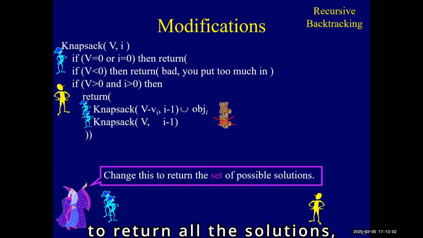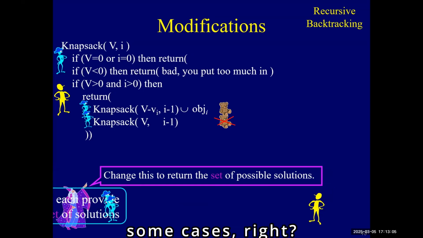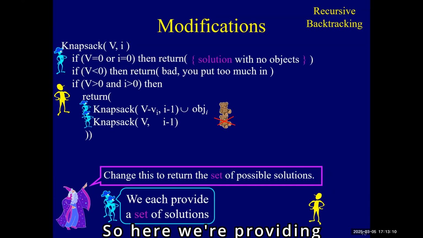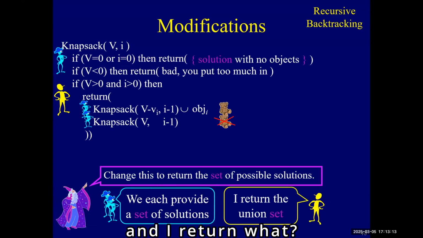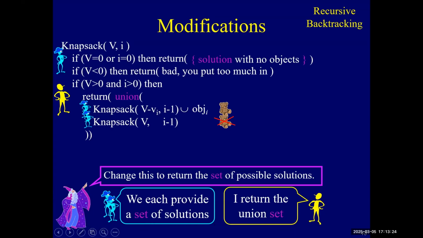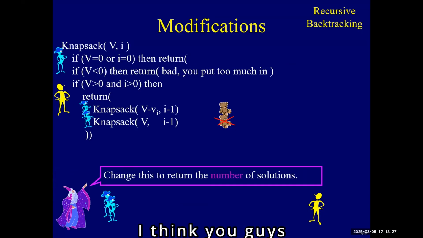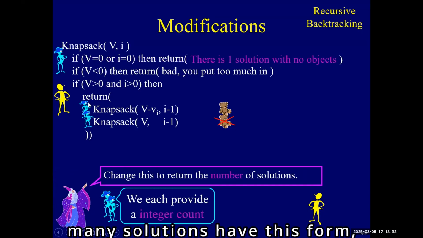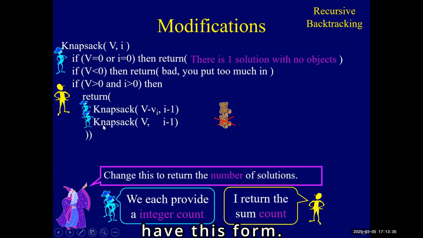So maybe I want to return all the solutions, right? And that was in some cases. So each provides a set of solutions. So here we're providing a set of solutions, and I return what? This is a set of solutions. This is a set of solutions. I union them together. I get a bigger set, right? I think you guys know all this. The number of solutions tells me how many solutions have this form, how many solutions have this form. So I return the sum of those.